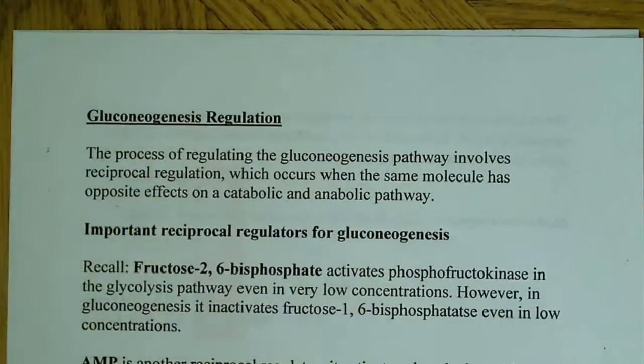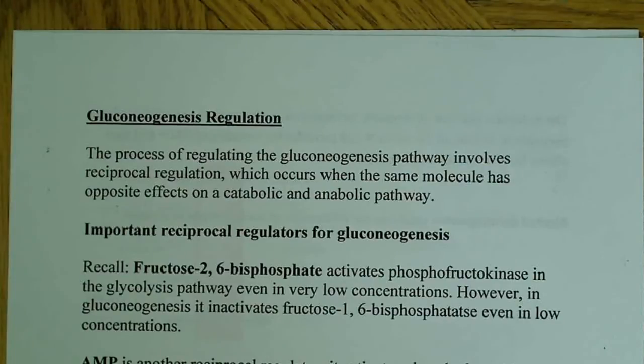Reciprocal regulation. What reciprocal regulation essentially means is that the molecules that regulate the gluconeogenesis pathway, either activated or inactivated, will be the reverse of the molecules that function for glycolysis. And that's exactly what I said here. The process of regulating the gluconeogenesis pathway involves reciprocal regulation, which occurs when the same molecule has opposite effects on a catabolic and anabolic pathway.